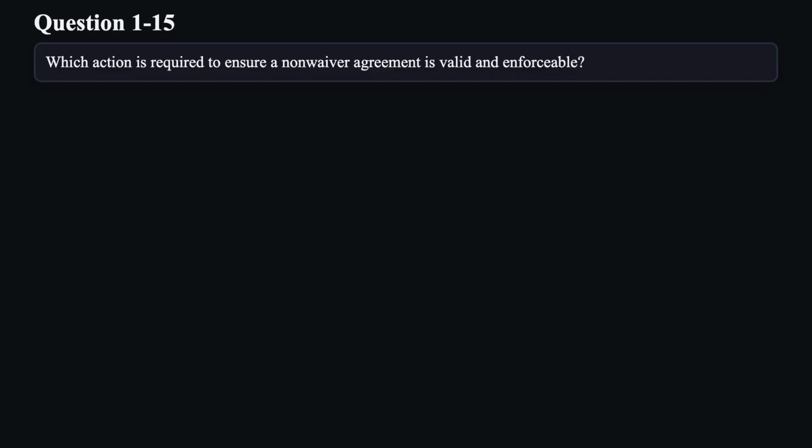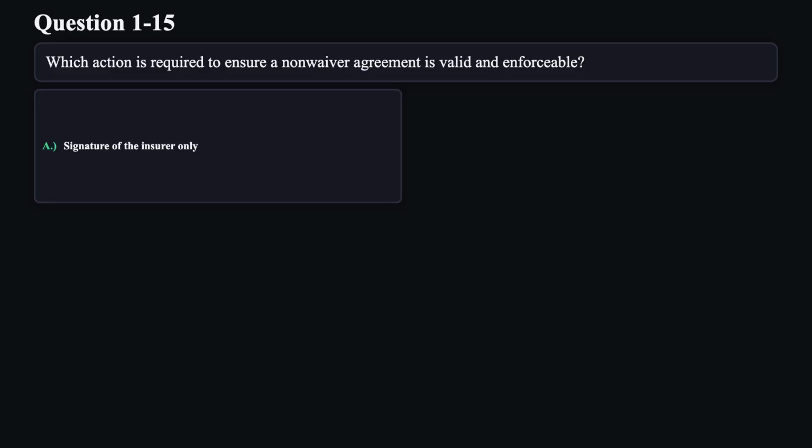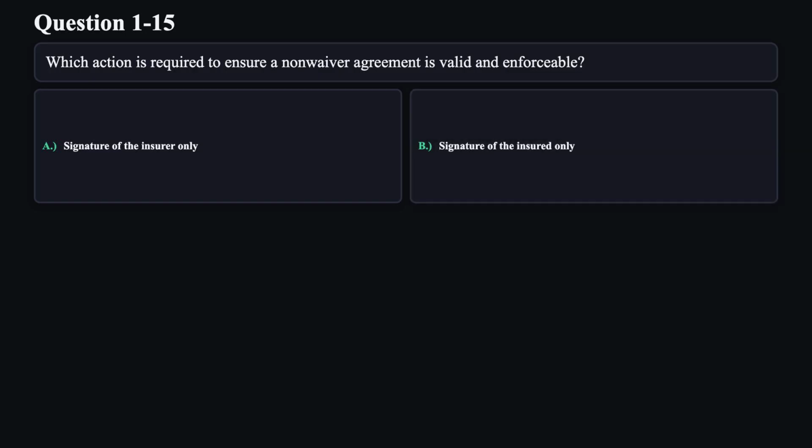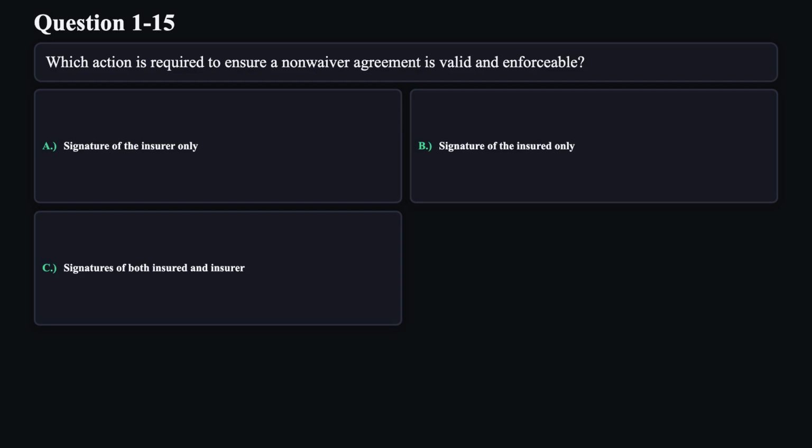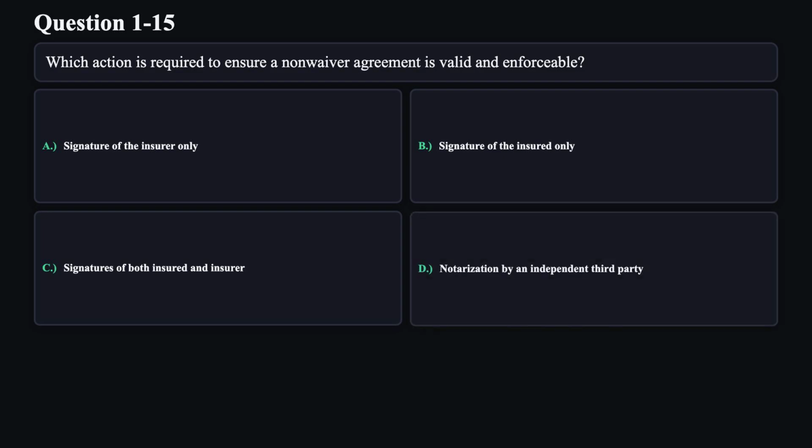Question 15. Which action is required to ensure a non-waiver agreement is valid and enforceable? A. Signature of the insurer only. B. Signature of the insured only. C. Signatures of both insured and insurer. D. Notarization by an independent third party.